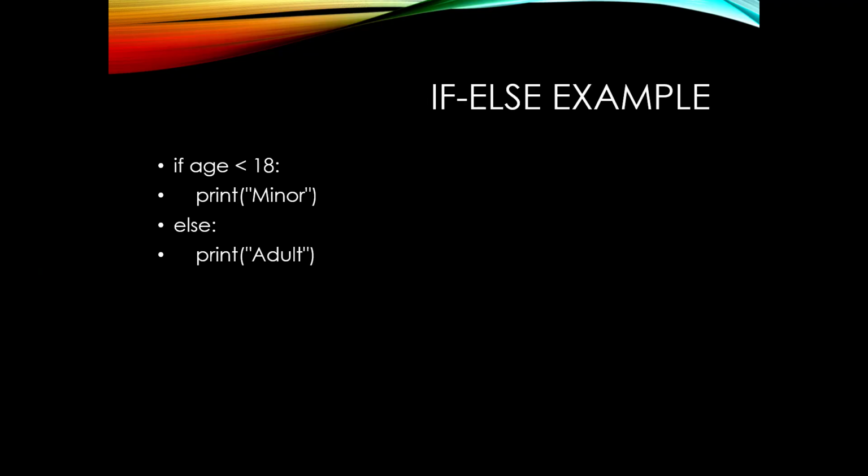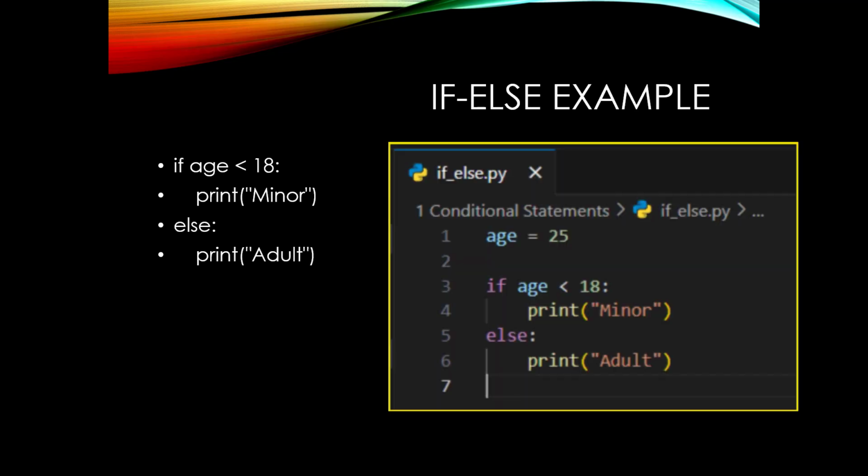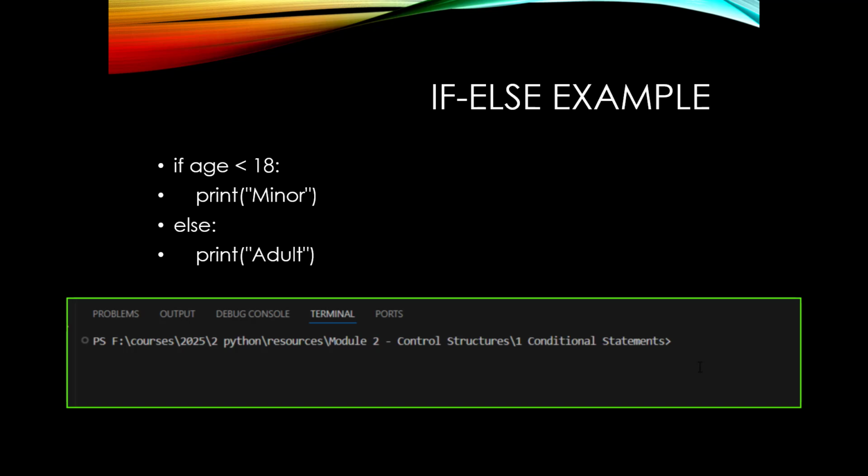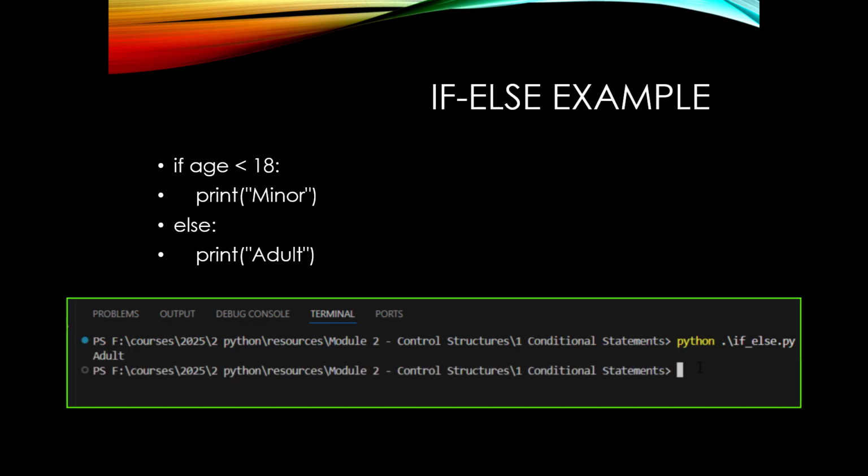Next, if-else statement. Now, what if we want to handle both cases? If the person is a minor or an adult? So here we can check it like this. If age less than 18, print minor, else print adult. The else block catches everything not handled by the if.